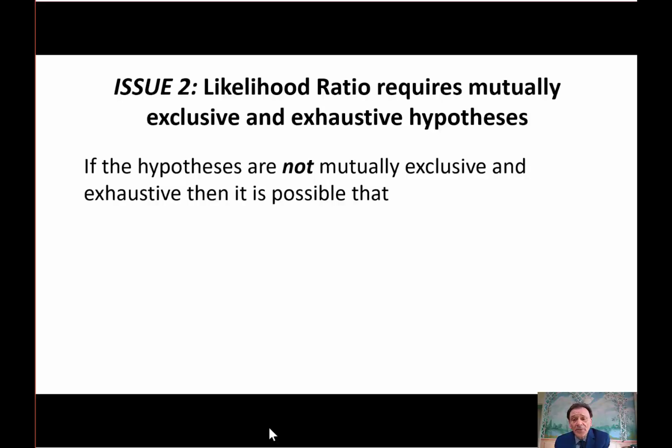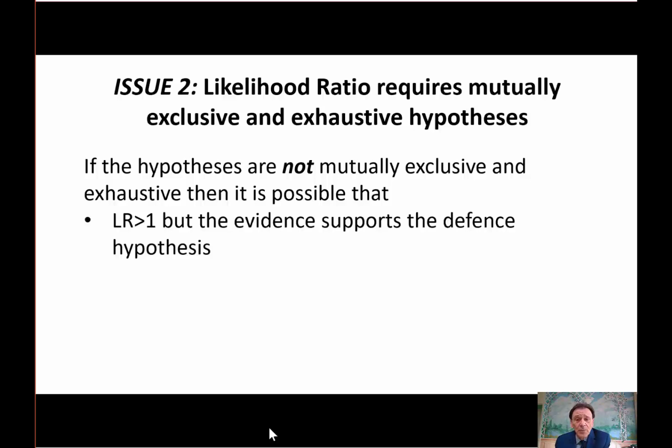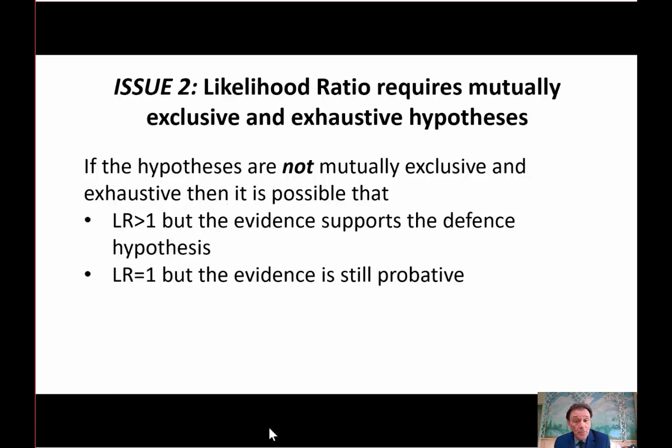Indeed, if these hypotheses are not mutually exclusive and exhaustive, it's possible that you can have a likelihood ratio greater than 1, but the evidence supports the defence hypothesis, i.e. the exact opposite of what it's supposed to do. And you can have a likelihood ratio equal to 1, but the evidence can still be highly probative. And if you don't believe this, and many people find this hard to believe, then I've constructed some very simple examples which demonstrate the point.